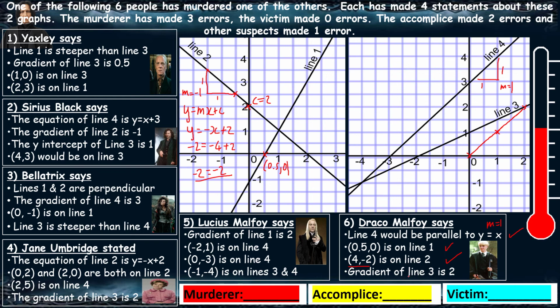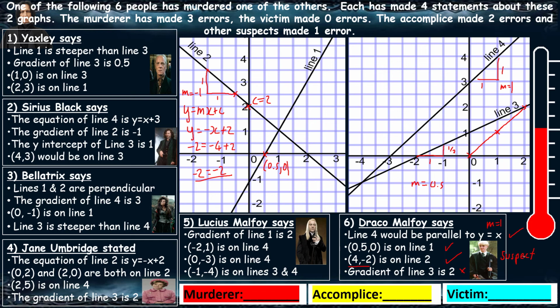And the gradient of line 3 is 2. Well, let's look at line 3. That height is a half. That is exactly 1. The distance between here and here is 1. It's 2 squares, but the whole distance is 1. Half divided by 1 is a half, so m equals 0.5. So that's wrong. It's made 1 error, so Draco Malfoy is a suspect.